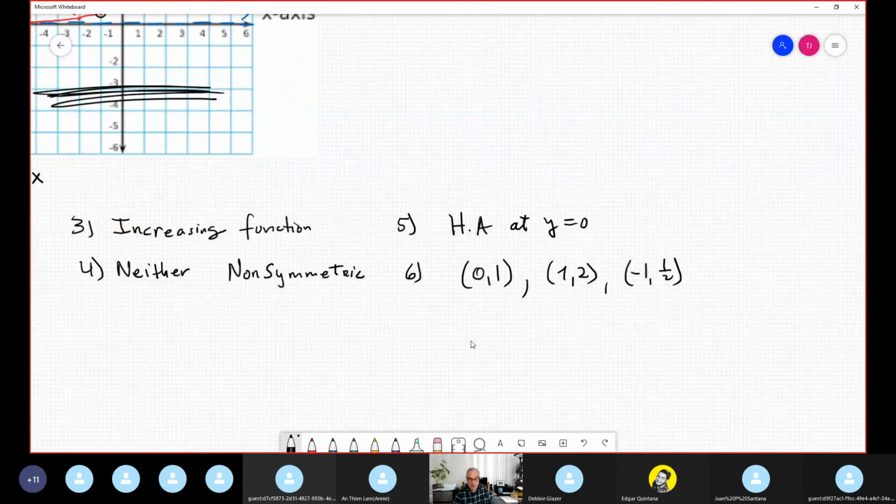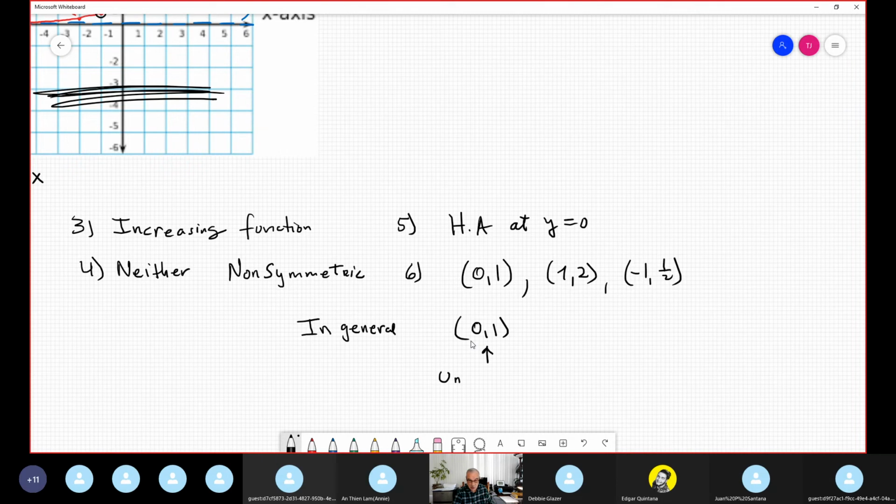Look, in general, we always plot the universal point. Okay, it's always 0,1. If the base is not 2, is A, I call it, then 1,A, and -1, the reciprocal of A. Okay, this is in general. Let's see quickly, and that's it.